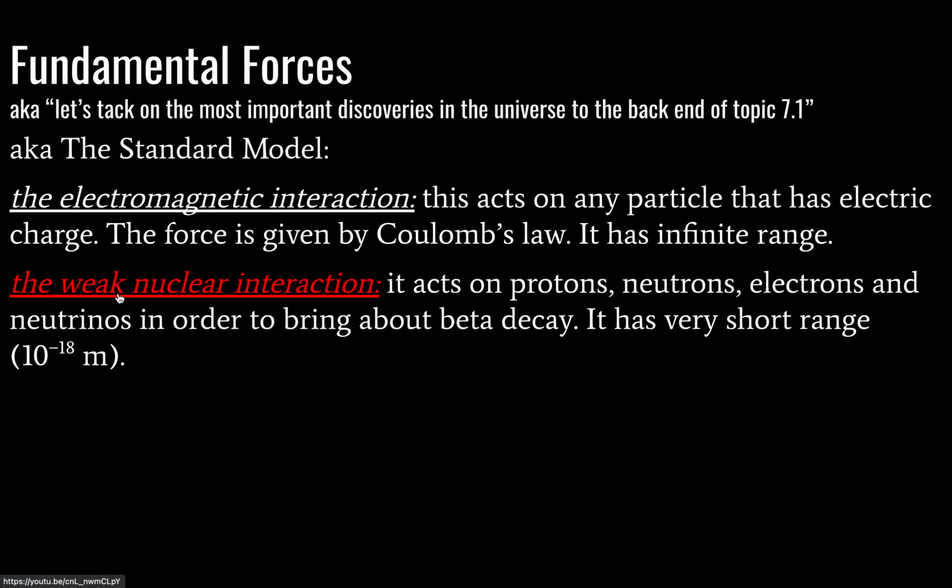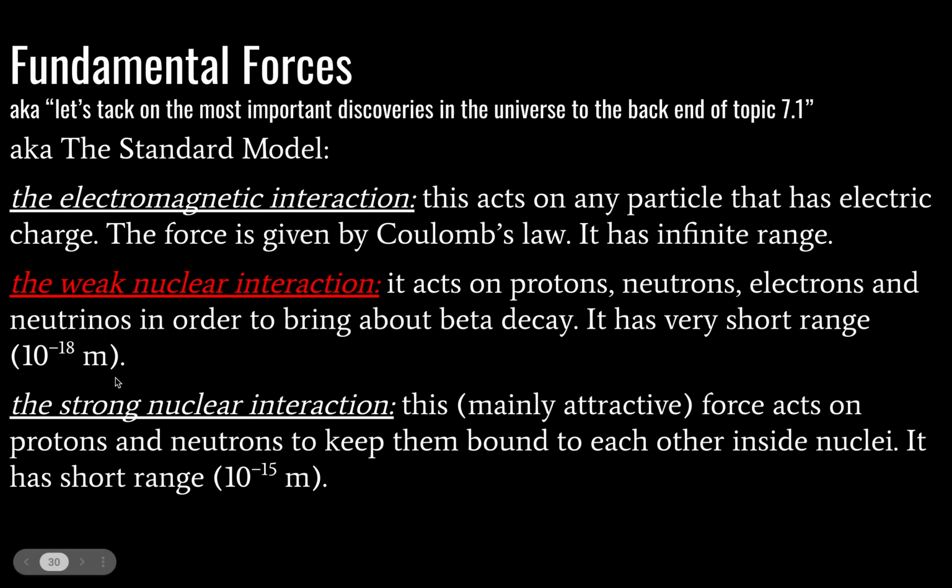The weak nuclear interaction acts on protons, neutrons, electrons, and neutrinos in order to bring about beta decay. It has a really, really, really short range. So what that means is that our neutrinos need to travel very close to our nucleus in order for this to occur. Okay, I have a link here to a YouTube video. Maybe I will share it with you later.